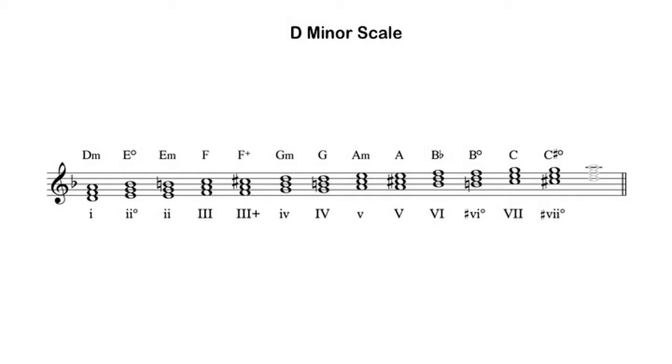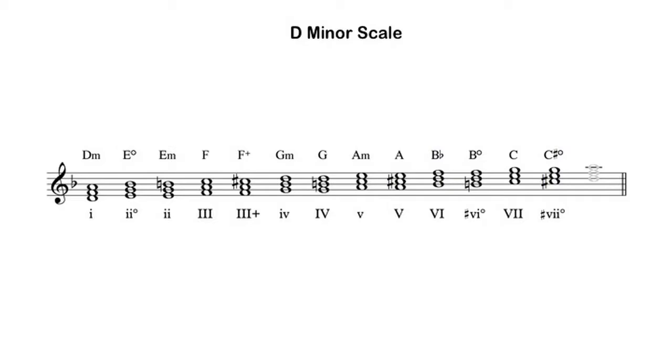Major triads get a capital Roman numeral, minor triads get a lowercase Roman numeral, diminished triads get a lowercase Roman numeral with a degree sign, and I do have an augmented triad in here which will have an uppercase Roman numeral with a plus sign after it.